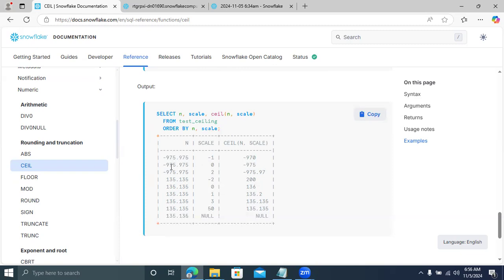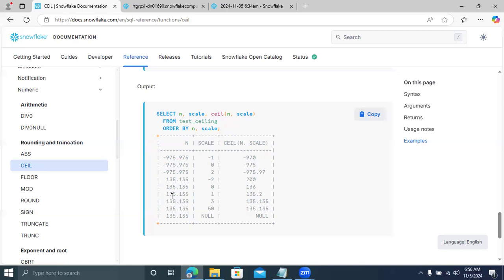But if you look at the same thing here, minus 970.975, the scale factor is 0. After the decimal, nothing comes. You should get minus 975 because it has a negative value, right? We have to go for minus 975. And then if you have any null value in the scale factor, you will get the result as null.